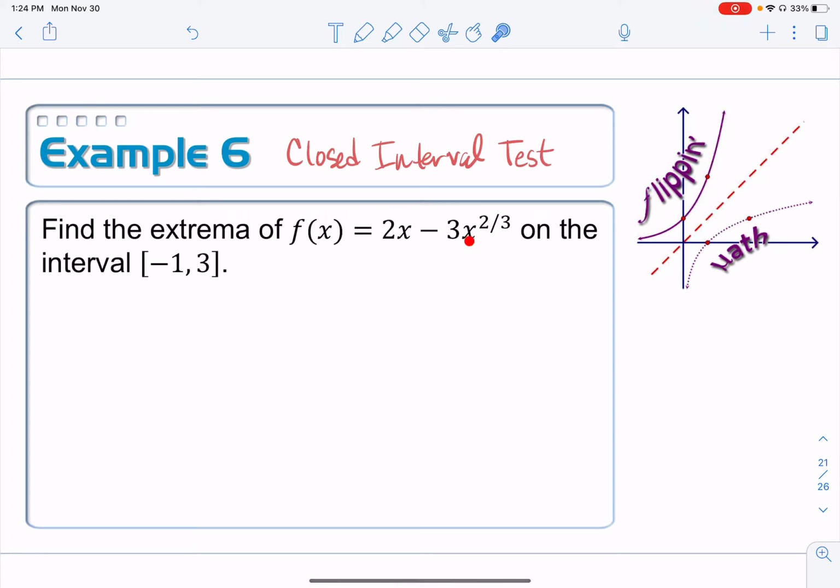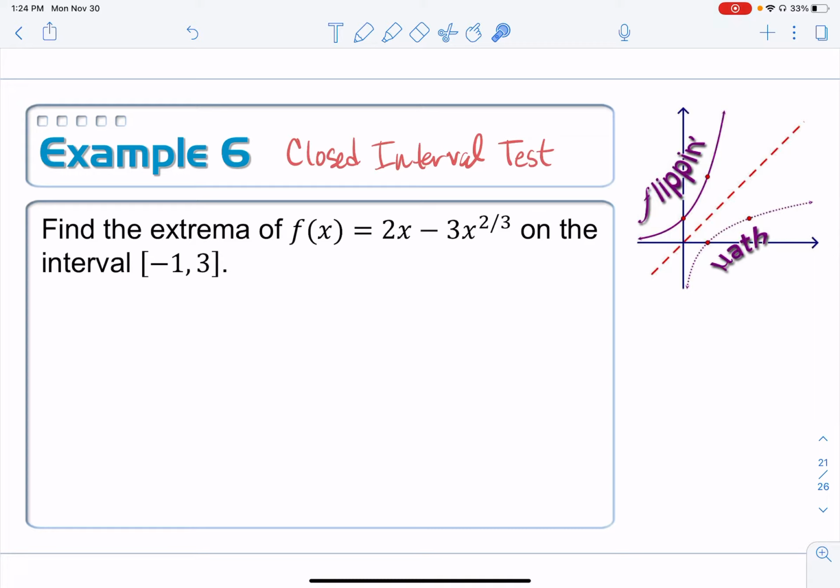But think about this for a second. I'm taking the cube root of a number, and then I'm also squaring it. Is there any number you can't take the cube root of? Cube roots don't work the same way as square roots. You can take cube roots of positives and negatives, it doesn't matter. And then you're squaring that number. So this is going to be continuous everywhere, so therefore it's continuous on this closed interval.